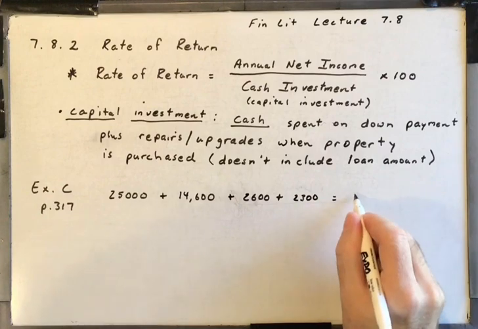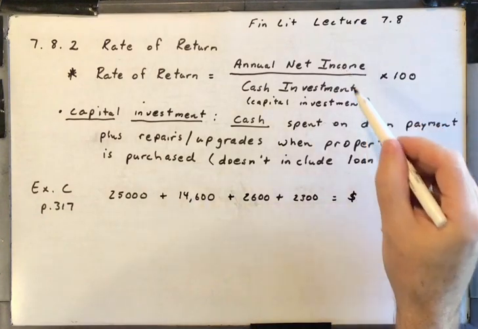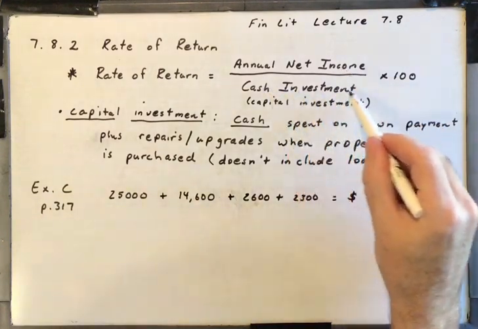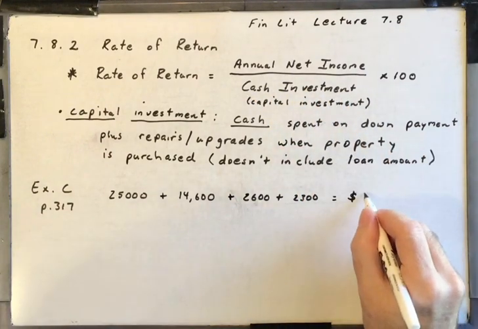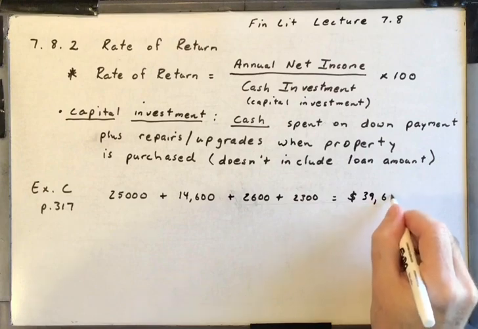So the capital investment, which is what you put in the denominator if you were trying to figure out the rate of return, the capital investment is $39,600.